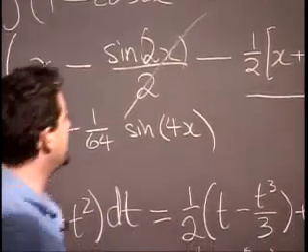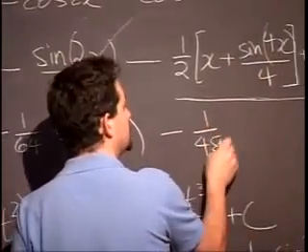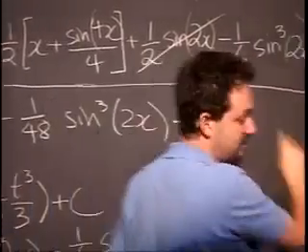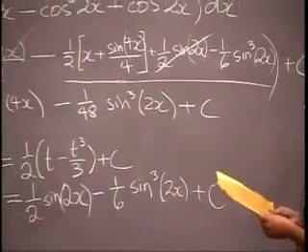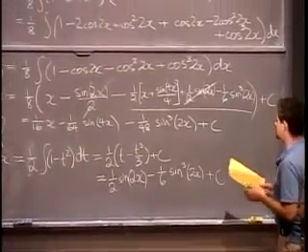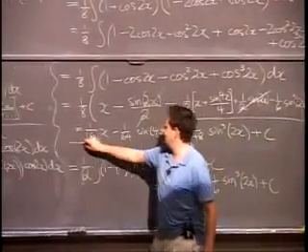And we'll also have 8 times 6 is 48. It's possible I've made a mistake. Maybe I wrote down for myself what the answer was to check it. x over 16 minus a 64th sine 4x. How about that? I seem to have gotten it right. So this is actually the final answer.